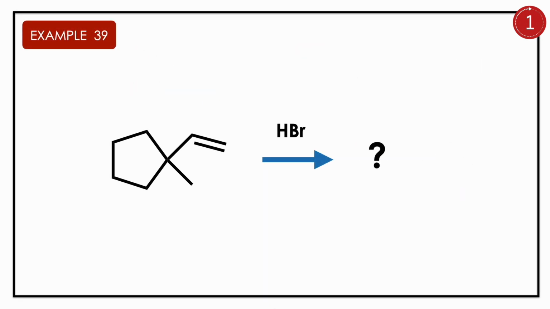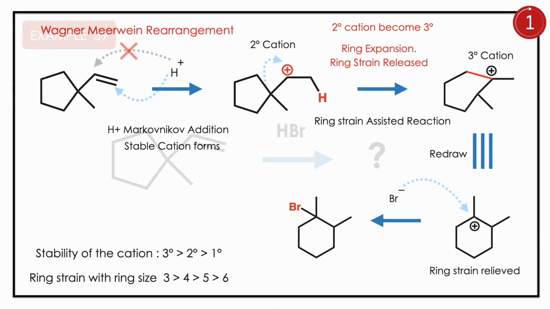Then the next example. You have cyclopentane. As a side chain you have vinyl and methyl groups. You are reacting with hydrogen bromide. You should find what will be the final product. Here you have an alkene, electrophilic addition to the alkene, and a stable cation always forms. So you have a secondary cation there, which is near the strained 5-membered ring. So the ring tries to open itself to relax the ring strain. So ring strain is relieved. 5-membered becomes 6-membered, perfect tetrahedral angle.